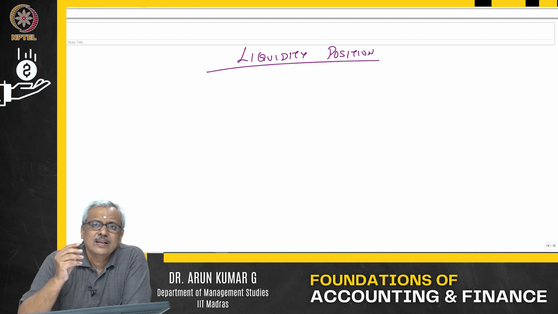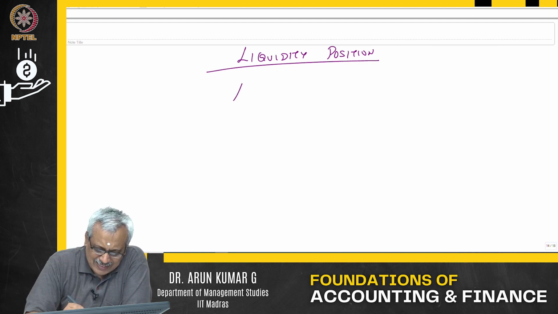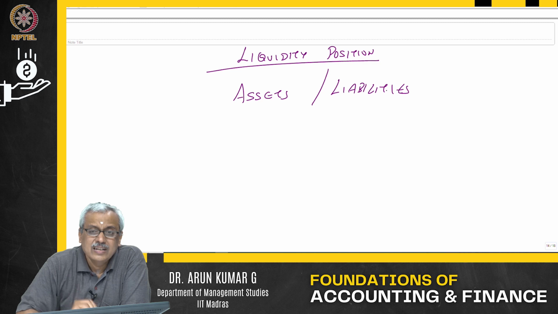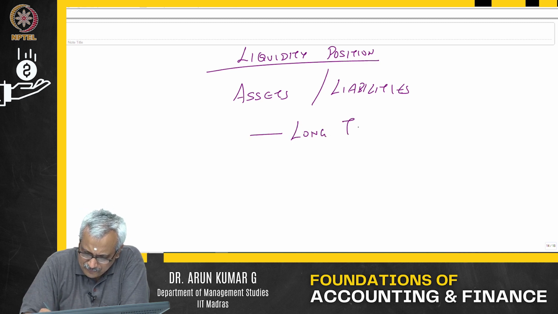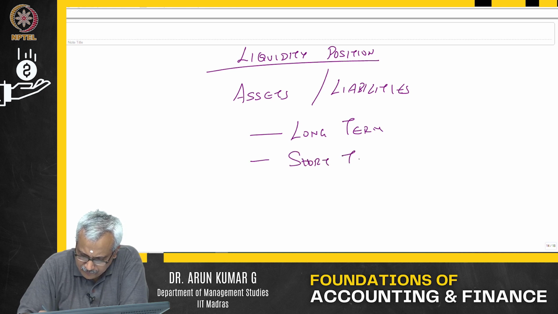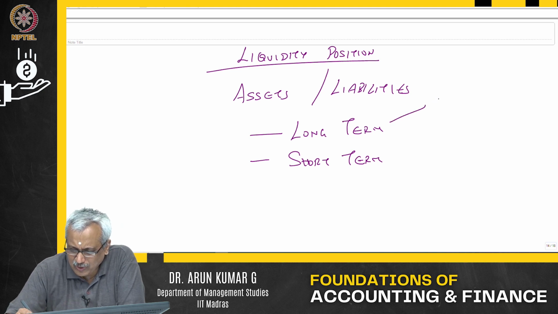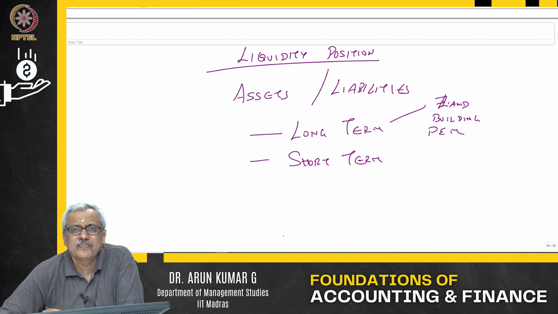Now when we classify assets or liabilities, we always classify them as long term or short term. Now what are long term assets? All your fixed assets, that is your land, building, plant and machinery, etc.